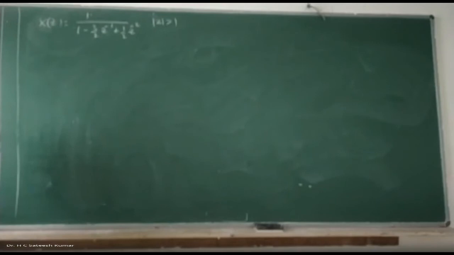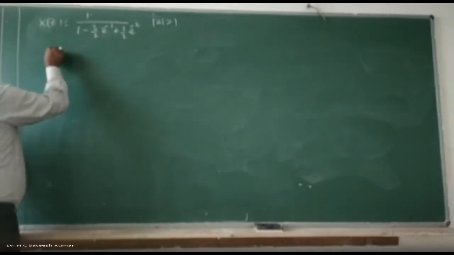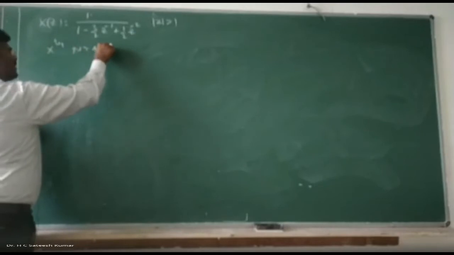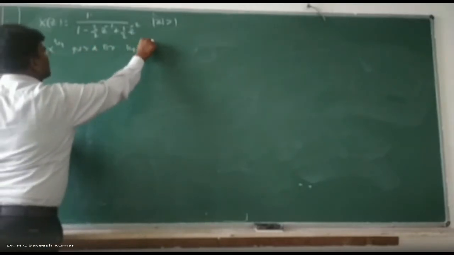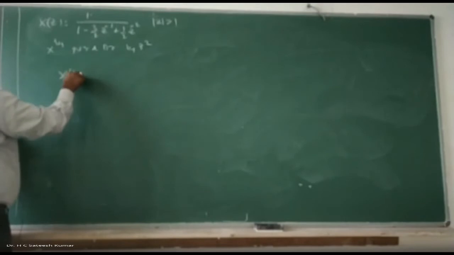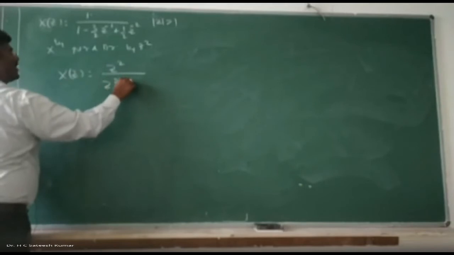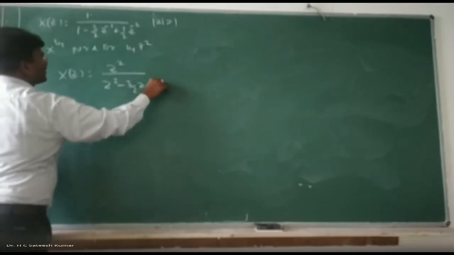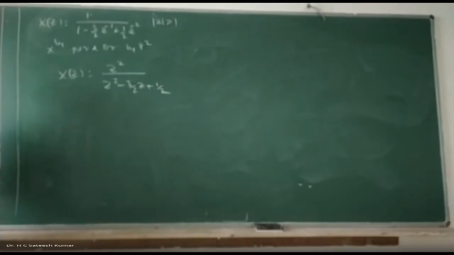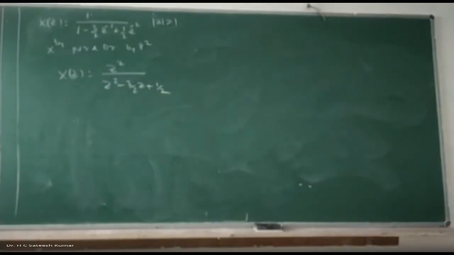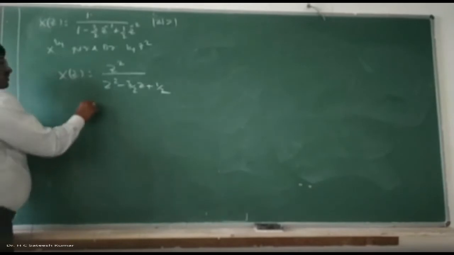First you convert this into positive powers. Multiply numerator and denominator by z square. Then what will you get? X of z is equal to z square divided by z square minus 3 by 2 z plus 1 by 2. So I am multiplying the numerator and denominator by z square. Now it is a right-handed sequence. We should write x of z as negative powers of z. So then you divide it.